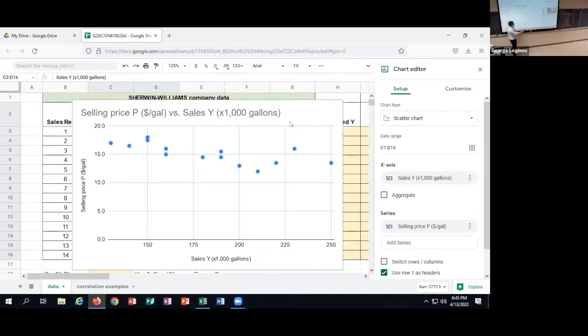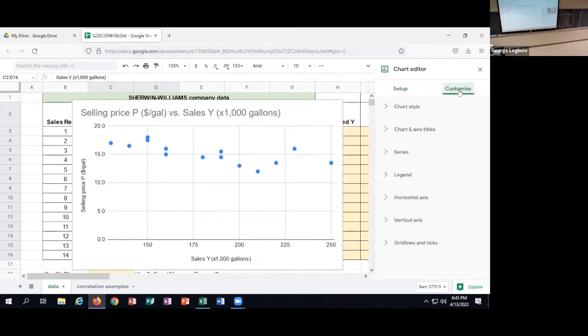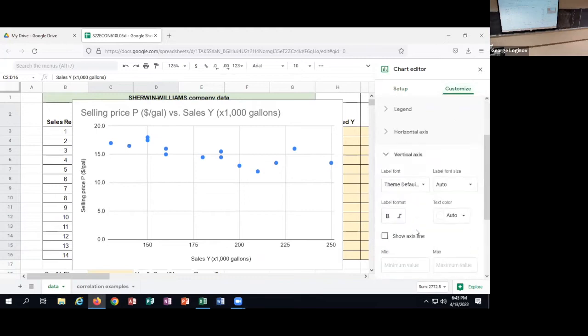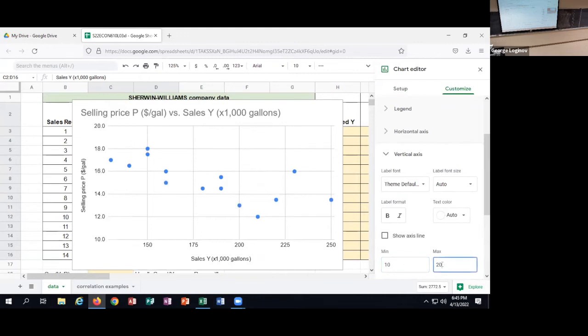First of all, let's do one thing. Let's scale it up so that it doesn't look that bad. So I'm going to say that the vertical axis has to have a minimum of 10 and maximum value of 20. Like this, right? So we have a cloud of observations.